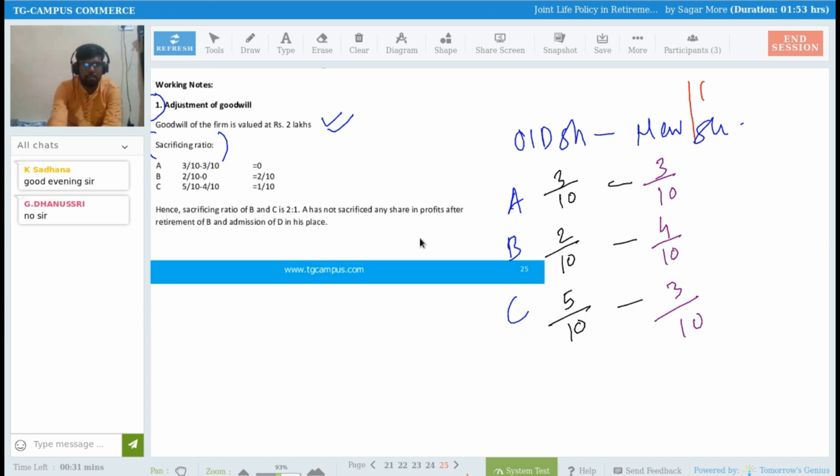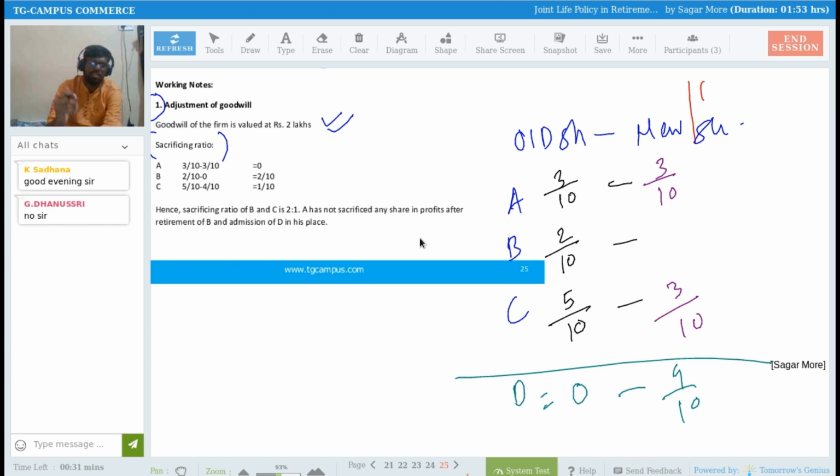Sir, I am not correct. Sir, 4/10 is not the new ratio of partner B. It's the ratio of partner D, no? So partner D is there, and his old ratio is not there because he was not in the business. Minus 4/10. Okay, forget about D because D is the gaining partner. I need to calculate only the sacrifice ratio. So only B is the sacrificing partner, right?